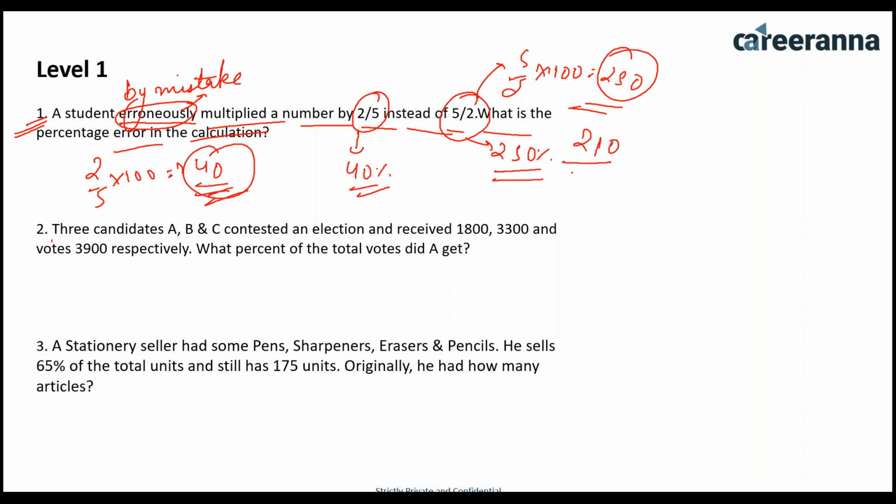And I have to find out the percentage error. So I have to divide this by 250, multiplied by 100, which is multiplied by 4, which is 84%. All of you are correct. The answer for this question is 84. Anyone has any doubt?